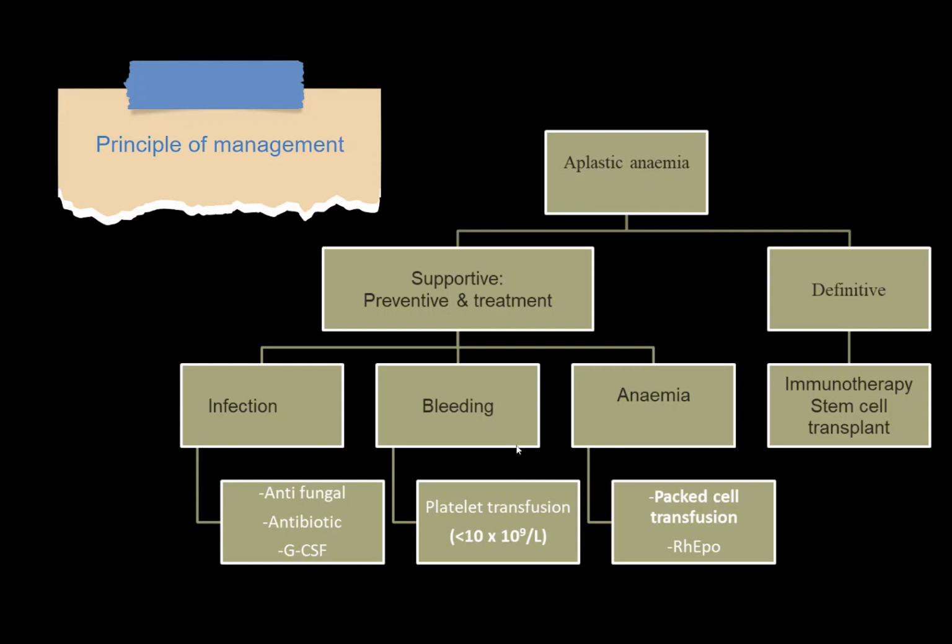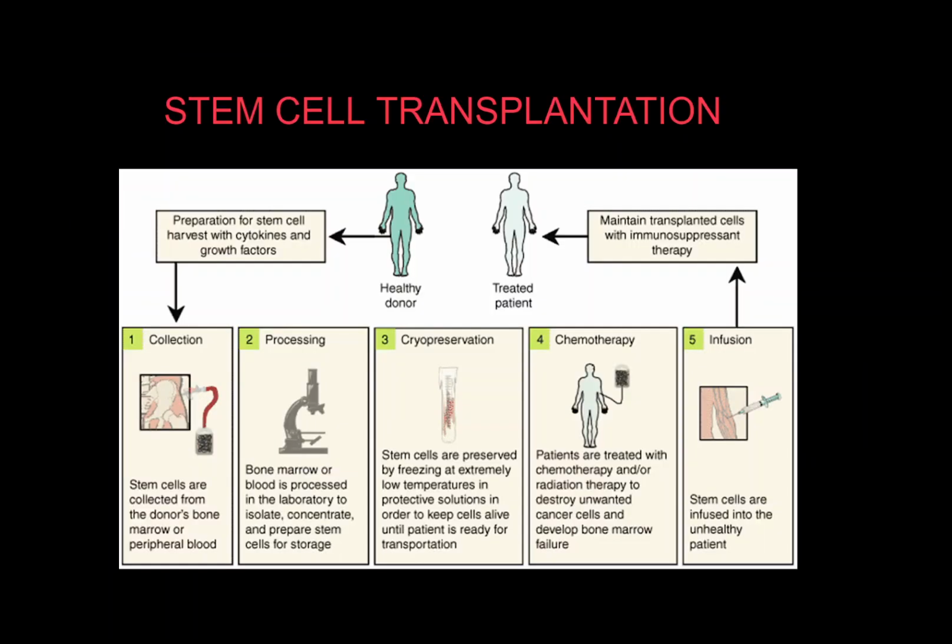And the other part of the management is definitive management, the so-called curative management. Because it's an immune problem, the doctors will try to give some immunotherapy, but at the end of the day, the curative treatment for aplastic anemia is stem cell transplant, because as we remember, in aplastic anemia, the stem cells are the problem. So we want to replace them with new stem cells that are healthy.